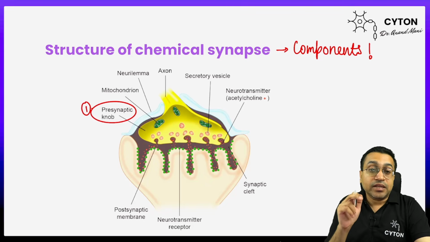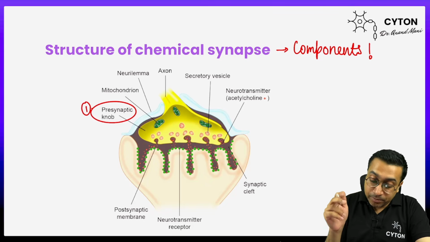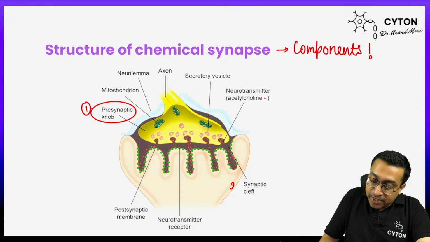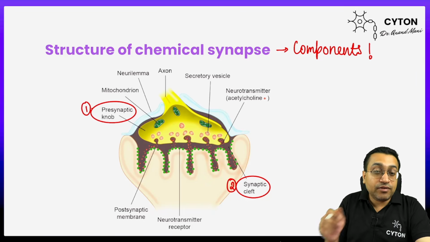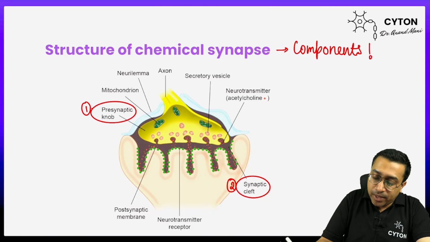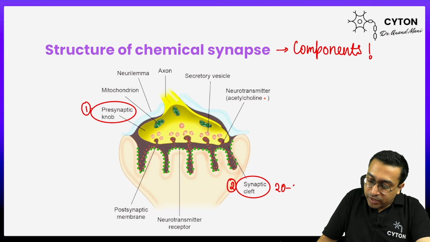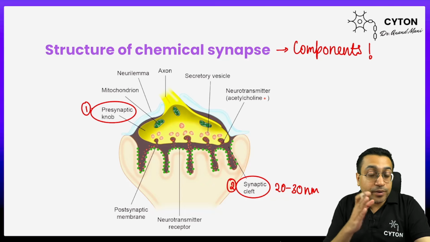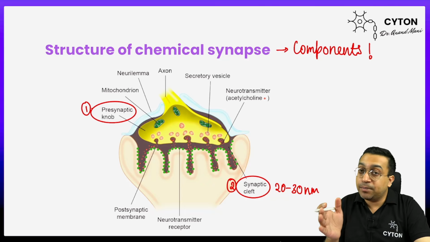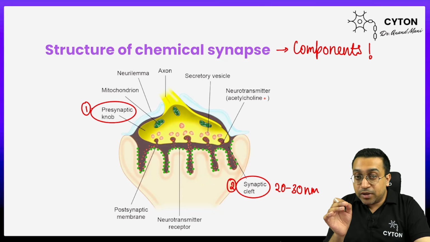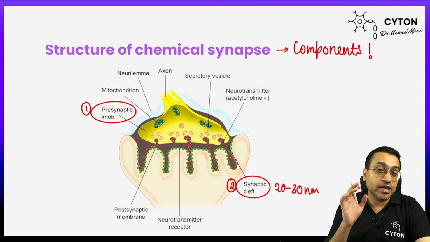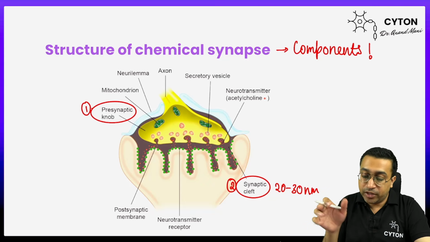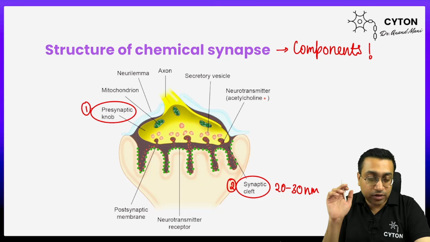Then you have the number two major component, that is the synaptic cleft. This cleft is a narrow gap, which can vary from 20 to 30 nanometers, between the presynaptic and the postsynaptic neurons. Neurotransmitter needs to cross the synaptic cleft. Simple. You can see the neurotransmitter crossing.